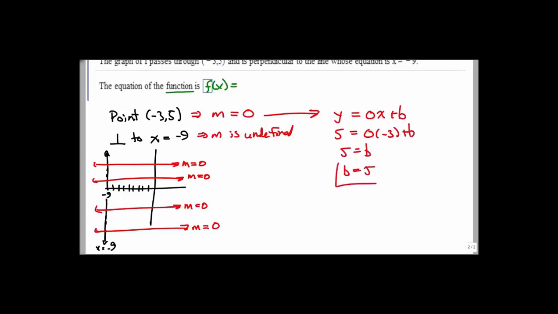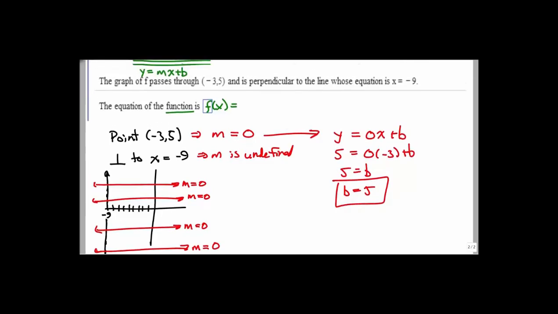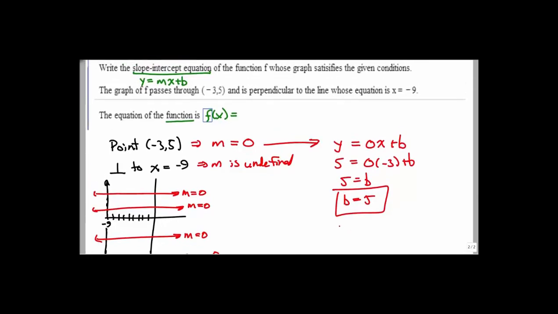My y-intercept is 5. My slope is 0. So it's y equals 0x plus 5. But we don't want to include 0 times x. That's just 0. So basically I end up with y equal 5 here.